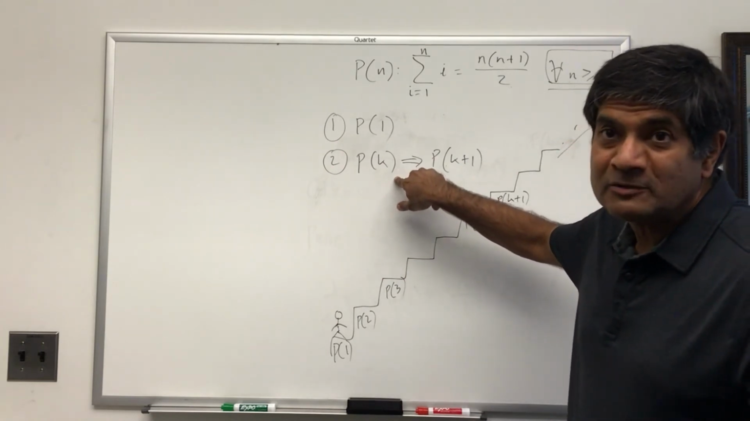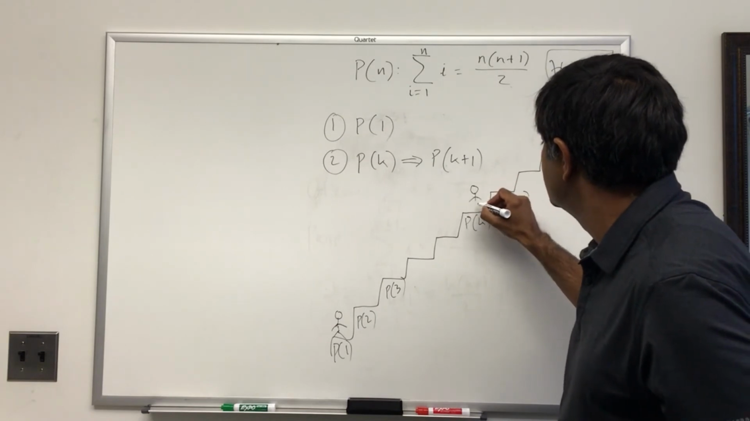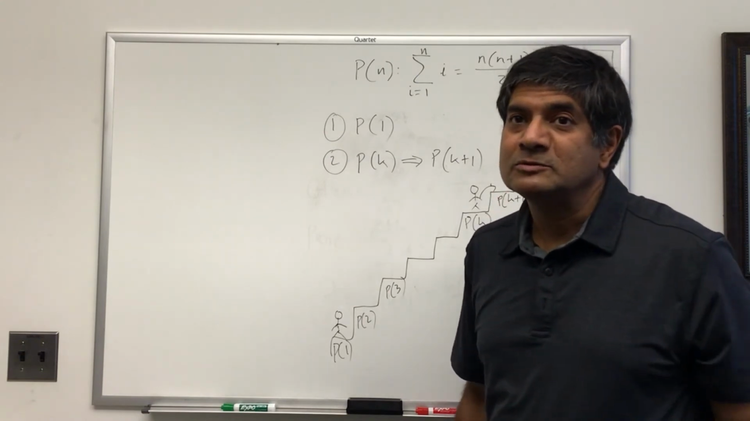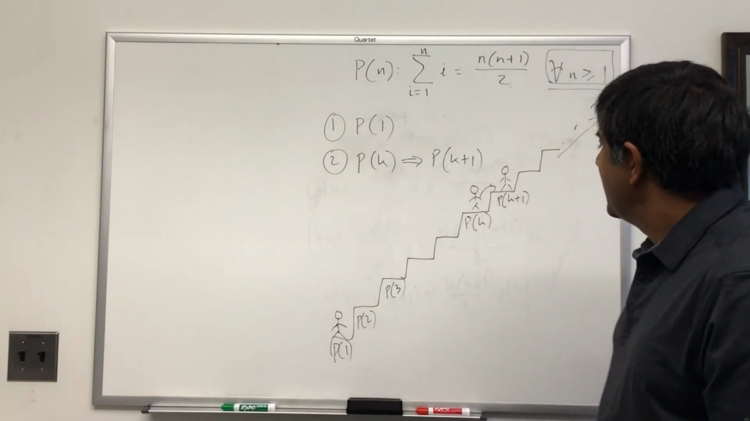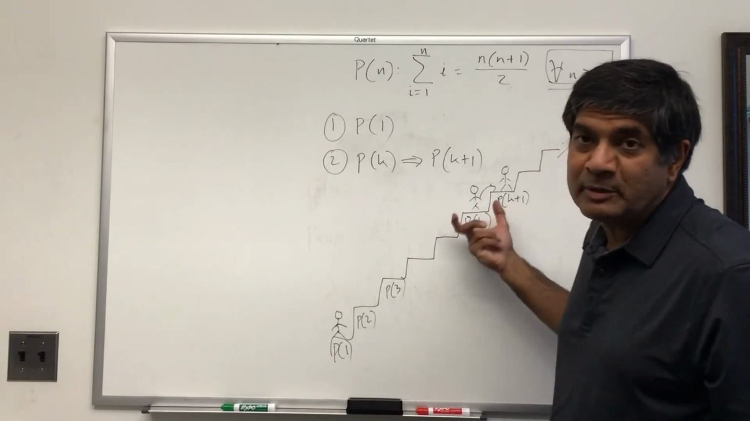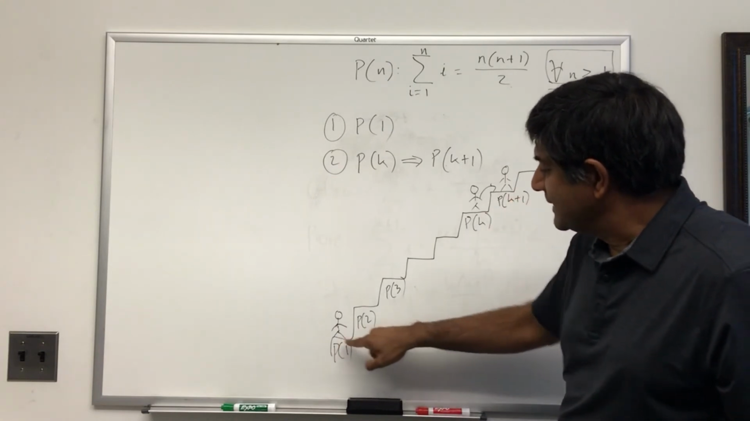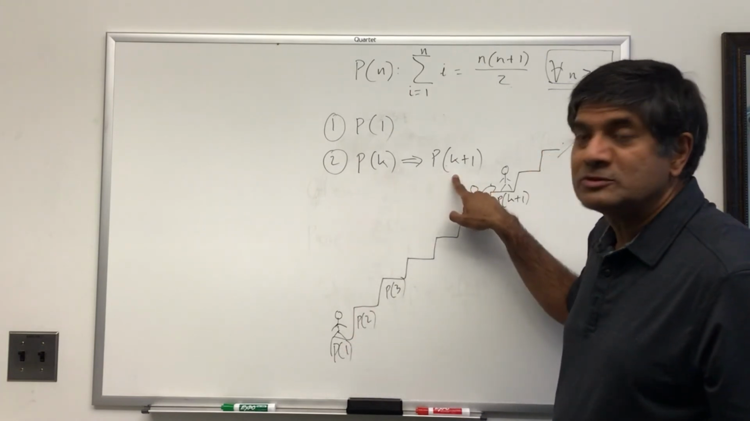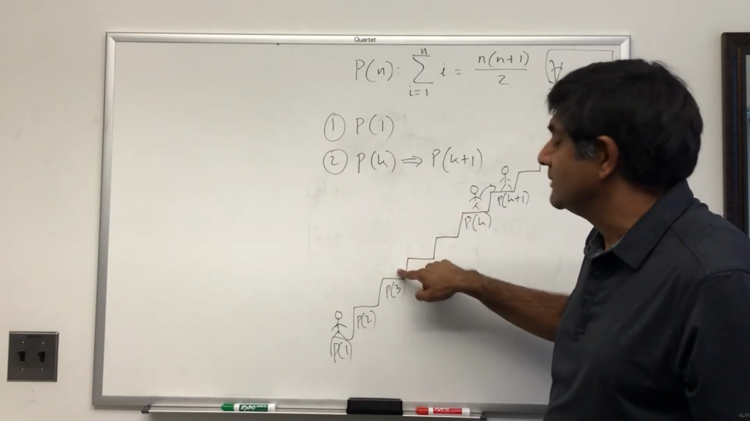What the second part of the induction proof says is, if you're on step k, you can definitely climb one more step and go to position k plus 1. And you can do that for any positive integer value of k. So if I can get onto the first step, and having gotten onto it I make use of this to get on the second step, and now I'm on the second step, so I can make use of this to get onto the third step.